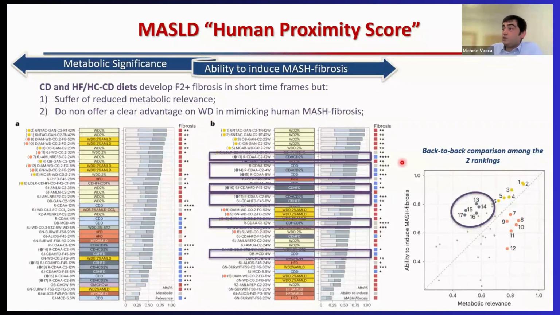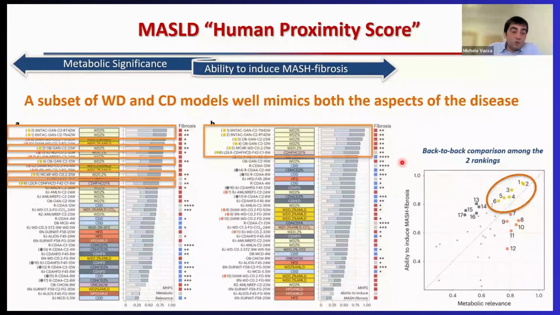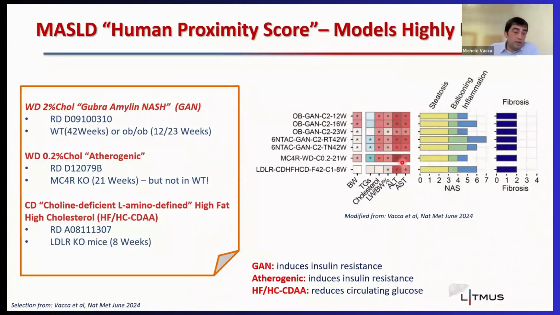So in light of these considerations, which models should we use in everyday life, providing a good average between the need for a good metabolic model and for progressing MASH fibrosis? The best model is the Western diet 2% cholesterol Gubra amylin NASH model, GAN, which is commercially available, and we have tested it in wild-type mice for 42 weeks and in OB mice for 12 and 23 weeks.